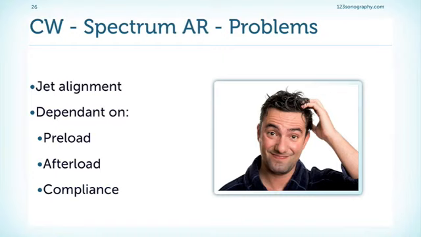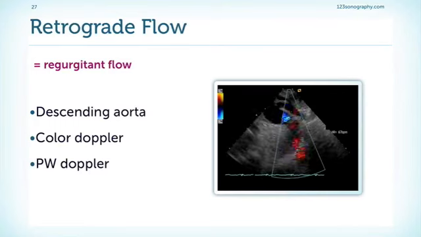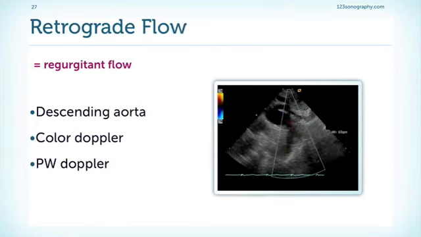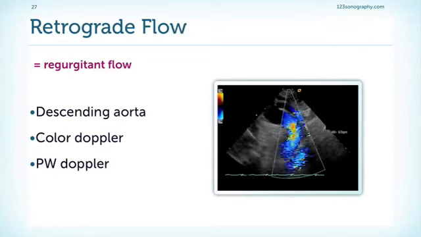Even if you do get a good signal, we have to consider that these measurements are dependent on preload, afterload, and the compliance of both the aorta, and also dependent on the compliance of the left ventricle. Personally, I believe that looking at the retrograde flow in the descending aorta gives you more reliable information than assessment of the continuous wave Doppler spectrum.